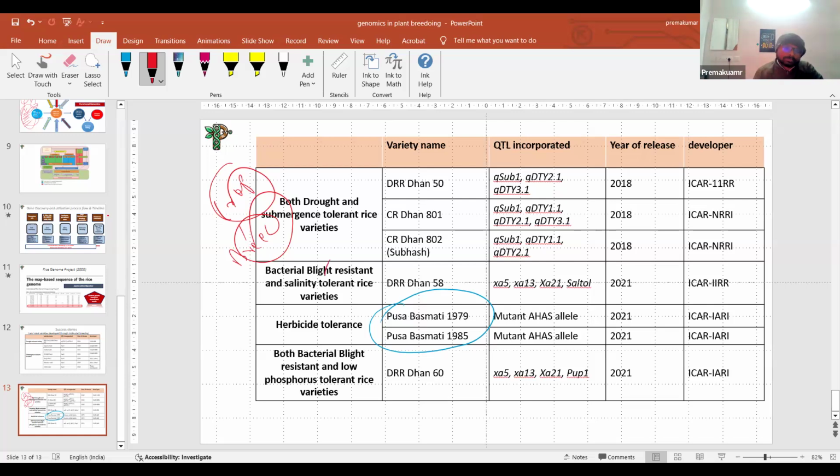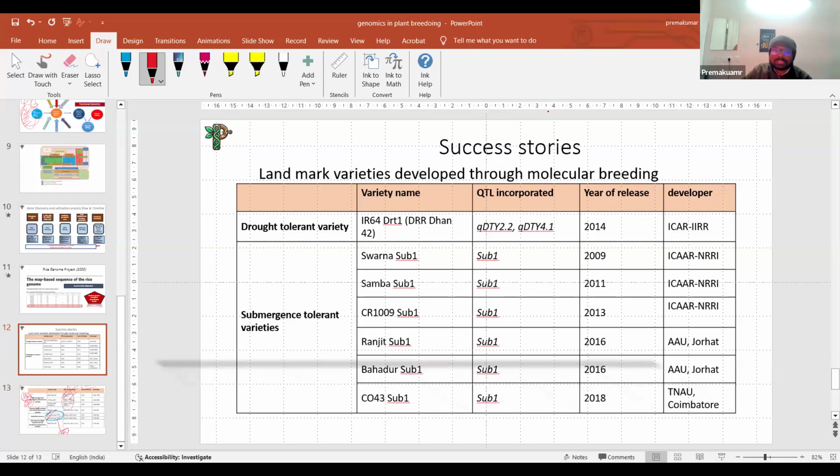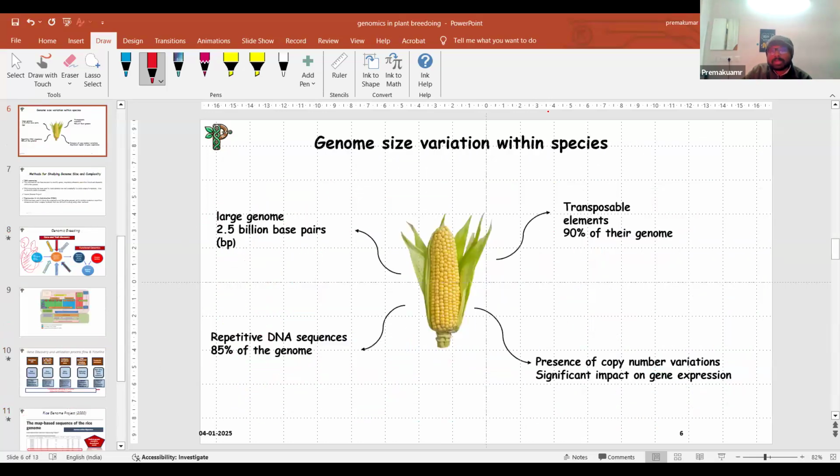Then why I have taken this specific example is that everything has already appeared in the exam. The importance of the Sub1 gene and from which land race it was taken came in the exam. In ASRB, they are compulsory questions. Then especially these are the varieties released, I think, in 2022: Pusa Basmati 1979 and Pusa Basmati 1985. This year the question asked was about the Robin mutant.